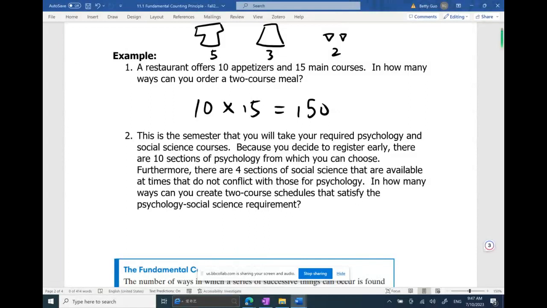That means the restaurant is able to accommodate 150 different preferences for a 2-course meal.